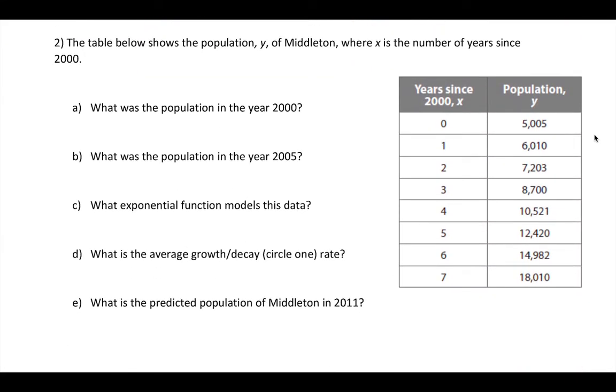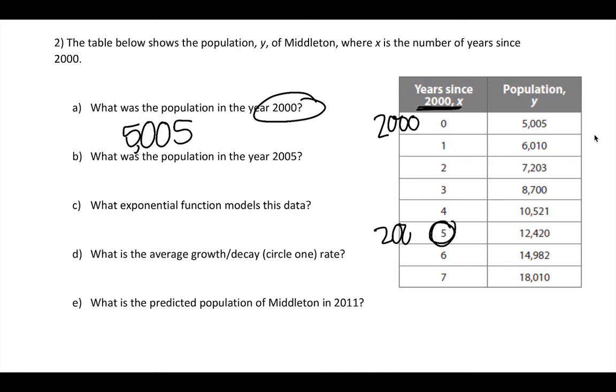Okay, let's look at the next one. So this one says the table below shows the population, Y, of Middleton, where X is the number of years since 2000. So again, we're starting in 2000. So 0 years past 2000, I'm still in 2000, right? So this one asks, what's the population in 2000? Well, it's 5,005 peeps. Then in 2005, I'm going to go down all the way to year 5. That's going to be 2005, which is 12,420 peeps. Then we want to model the data.